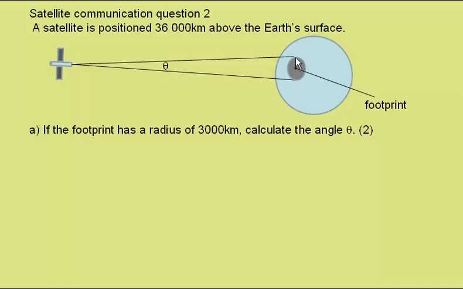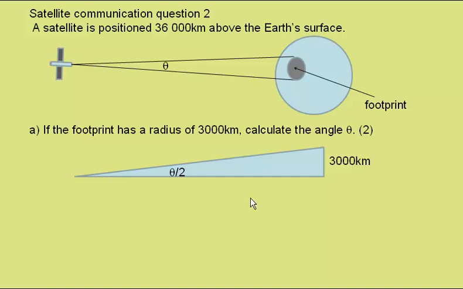The radius would be from the outside edge of the footprint to the center, and so we can draw a right-angled triangle where this angle would be theta over 2. This is the radius of the footprint at 3,000 kilometers, and this would be 36,000 kilometers.